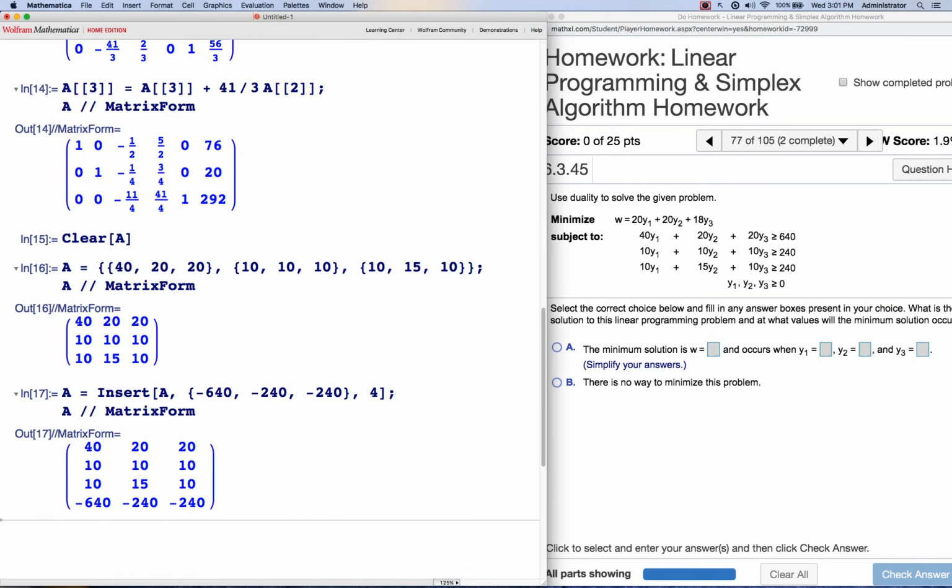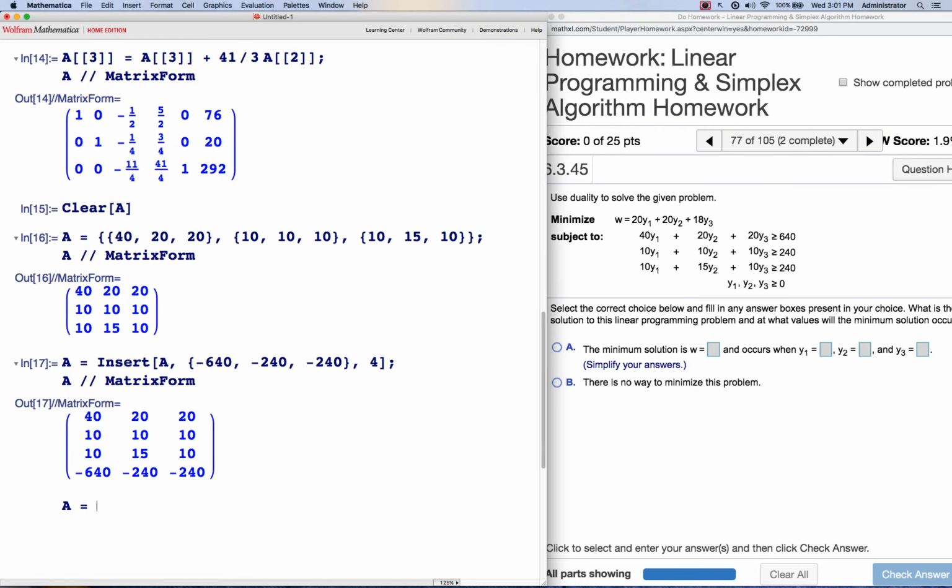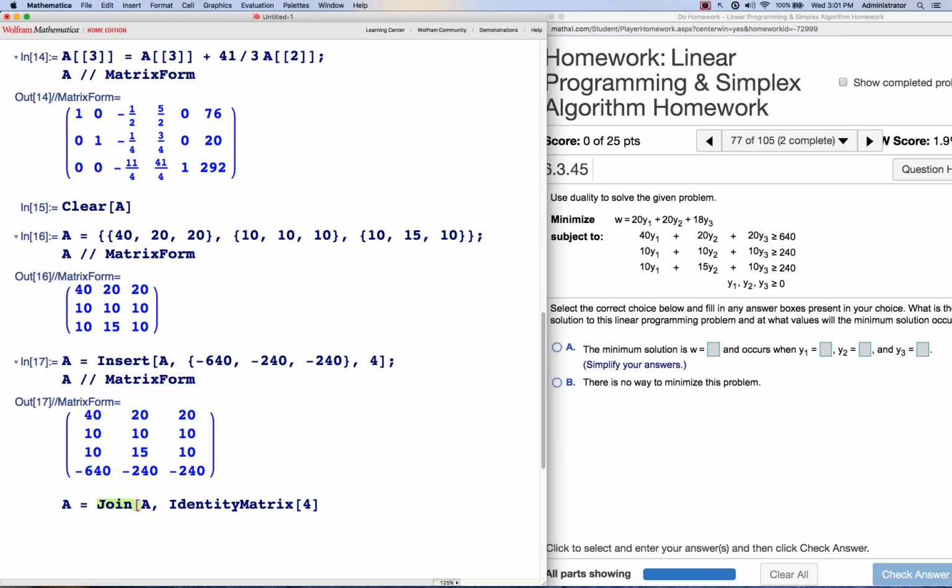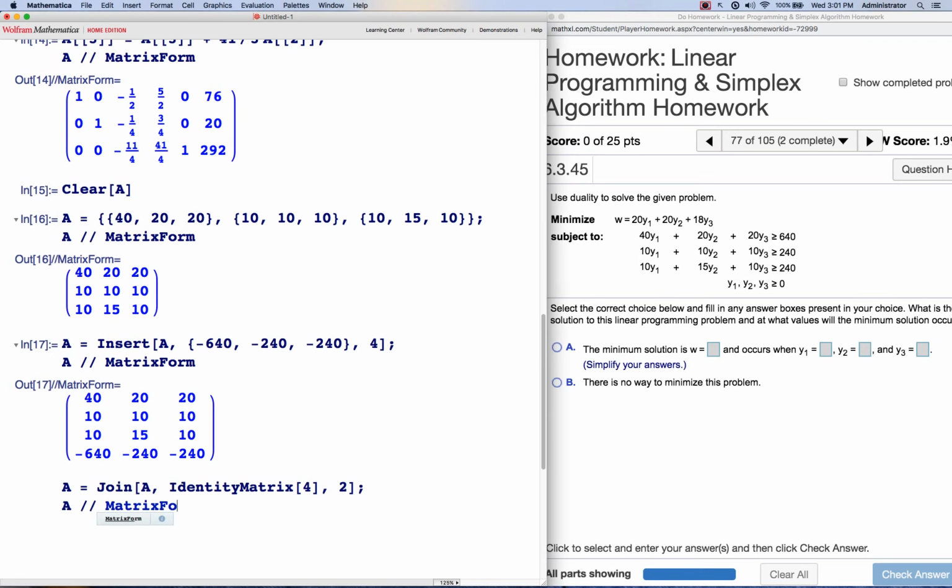Okay? Now this matrix has 4 rows, which means I'm going to have to augment it with the 4 by 4 identity matrix. All right? So join matrix A, identity matrix 4. Okay, and remember, I have to use the number 2 because I'm dealing with matrices and not just regular linear lists. All right, matrix form.